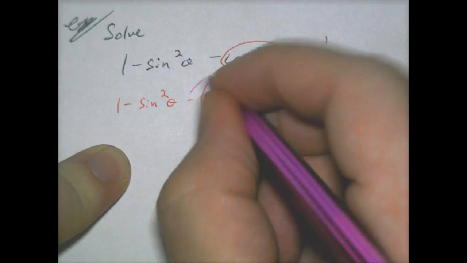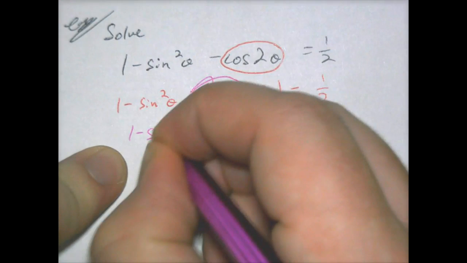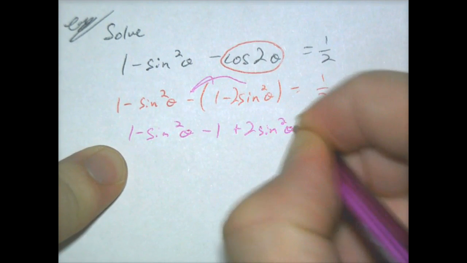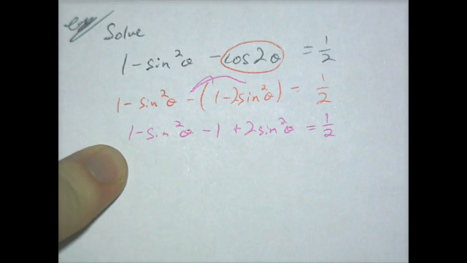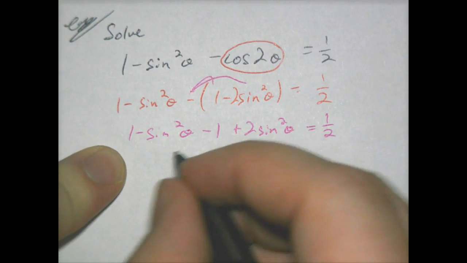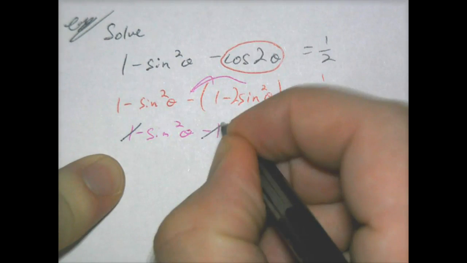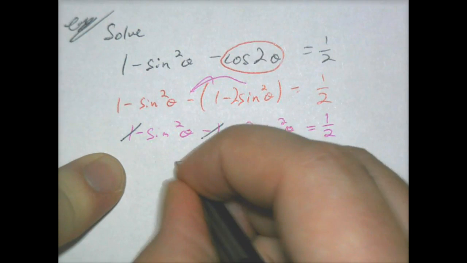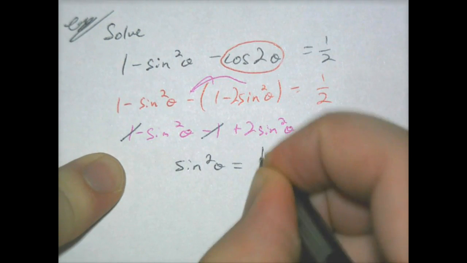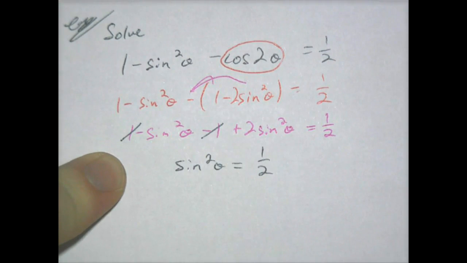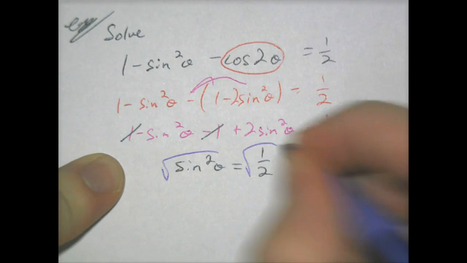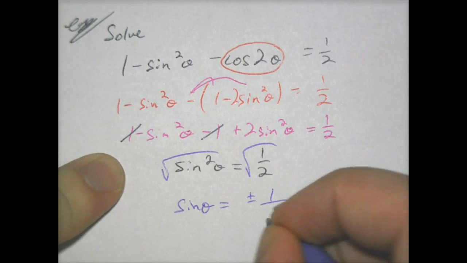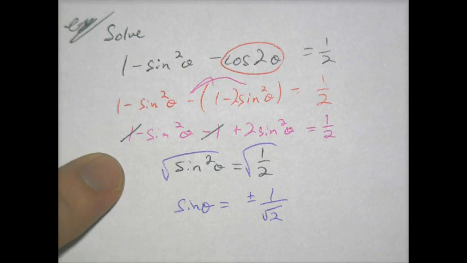Then I can distribute the negative. So I have 1 minus sine squared minus 1 plus 2 sine squared equals 1/2. Make sure you distribute that negative, please. Then you have 1 minus 1 is 0. Negative sine squared plus sine squared is sine squared. So I have sine squared equals 1/2. Well, look how easy that was. And if you take the square root, you have sine theta equals plus or minus. Please do not forget the plus or minus, or half of your answers are gone.